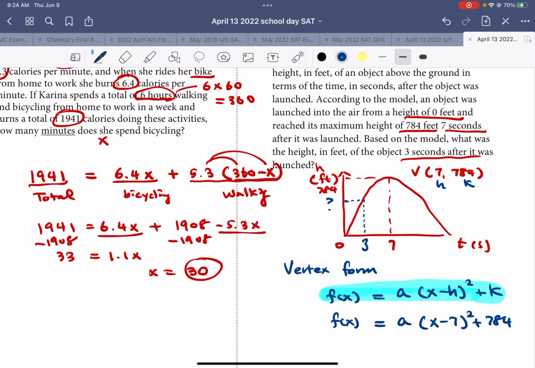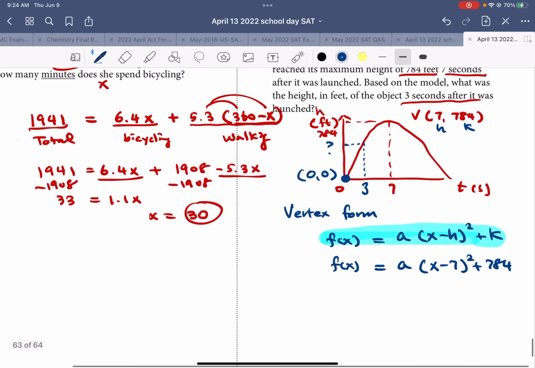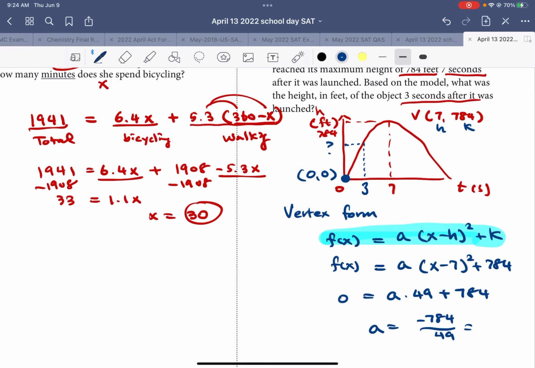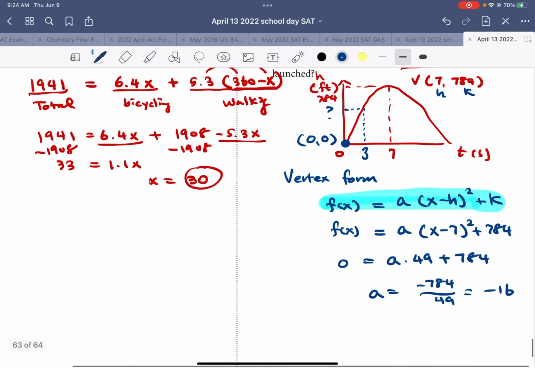And then what we know is that this point you can use to find the a value. So 0, 0. When you plug in 0, 0: 0 equals a times (0 minus 7), which is negative 7, negative 7 squared is 49, plus 784. So your a value is negative 784 over 49. Dividing by 49, I got negative 16. So my final equation of this projectile is negative 16 times (x minus 7) squared plus 784.